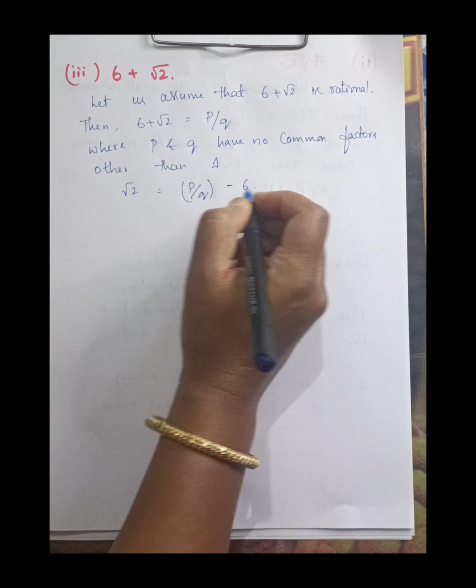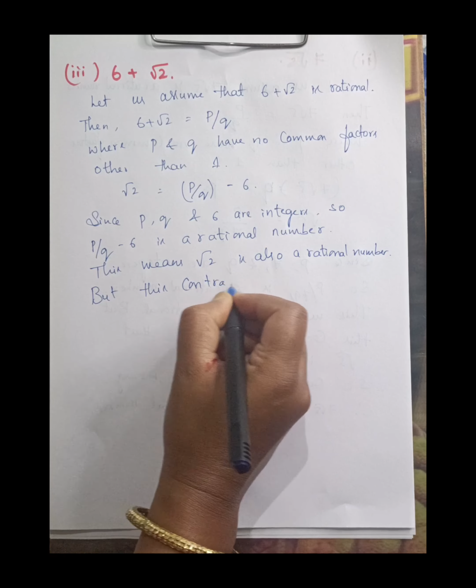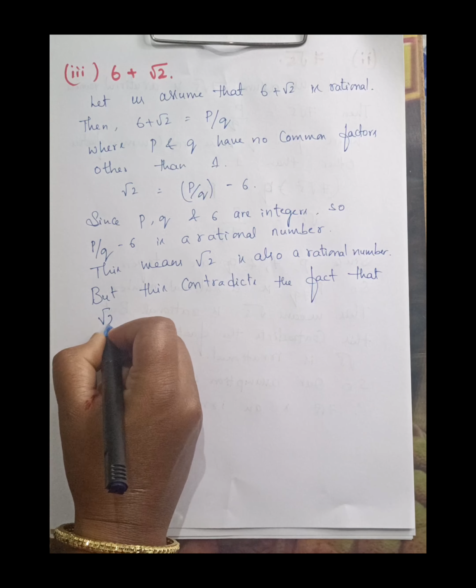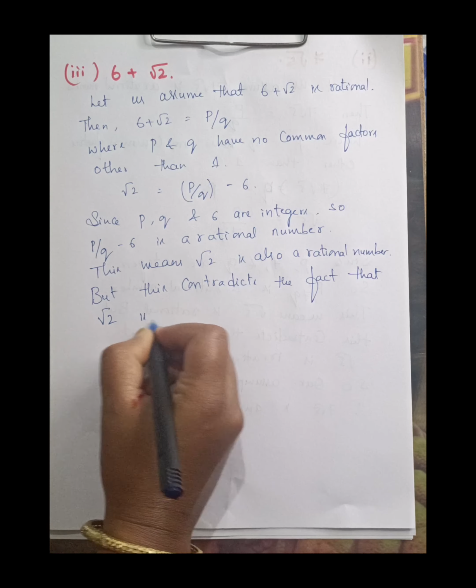This means root 2 is also a rational number. But this contradicts the fact that root 2 is an irrational number. So our assumption was wrong. Therefore, 6 plus root 2 is an irrational number.